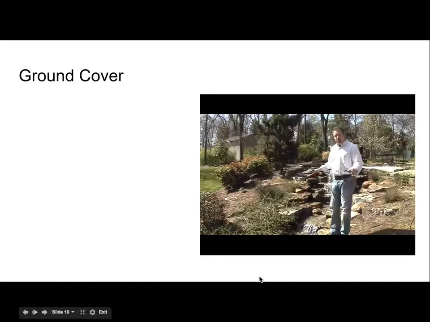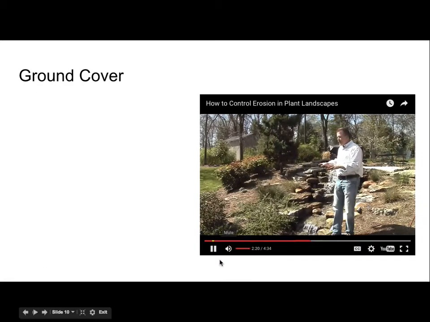Another way that we'll try to control erosion in landscapes is by using rocks. Now, over here at the Pondless Waterfall, that's a huge example of it. It not only looks natural, but we're also holding the earth back with these big boulders that are so heavy that the earth can't push them over. So that's another great example of how to control erosion.